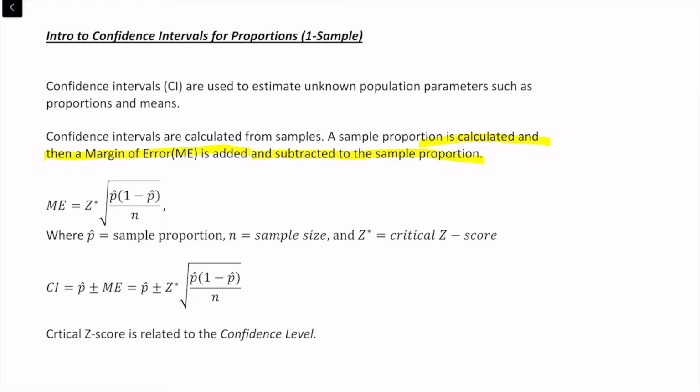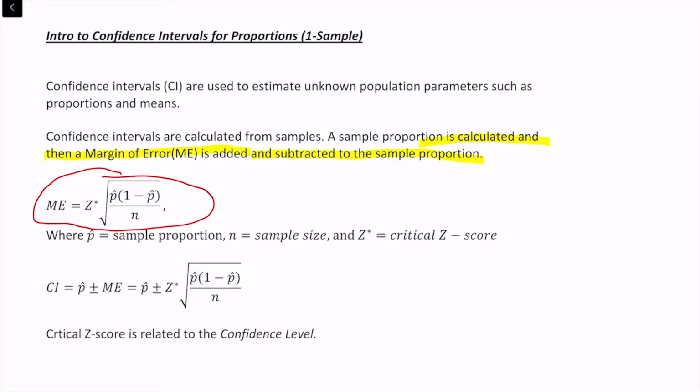Okay, so how do we calculate the margin of error? Well, here is the formula for the margin of error, and we use ME to represent margin of error. So margin of error is, we have a new symbol here, Z star. We'll explain that in a second. That's called the critical Z-score. So you take that critical Z-score, Z star, and you multiply it by the square root of P hat times 1 minus P hat over N.